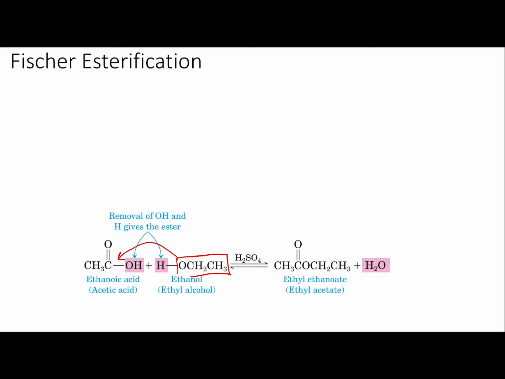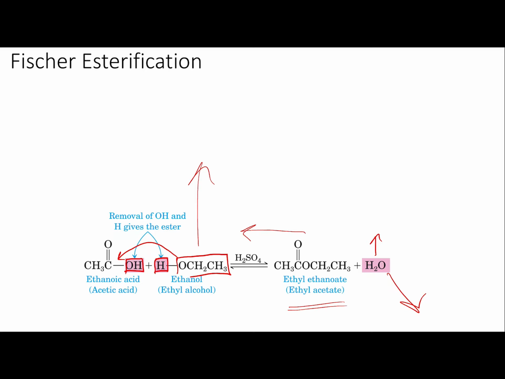These reactions are reversible. They also produce water, and it's possible to drive this in either direction by choice of experimental conditions. So if we want to make lots of this ethyl ethanoate, then we just remove the water as it forms, or we use an excess of the alcohol to drive it forward. And if we wanted to take an ester and break it apart, we just use lots of water and drive the reaction backwards.